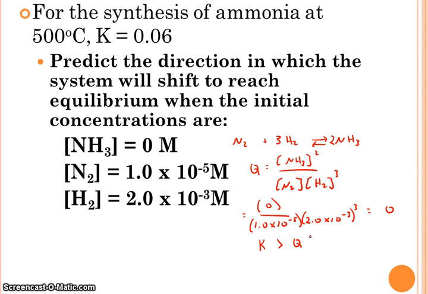In order to get to equilibrium, we're going to need to get Q to equal K, which means we want to increase Q. To increase Q, we want to increase product and decrease reactant. So our system is going to have to shift to the right to establish equilibrium. And actually that makes sense because when we look at these particular numbers, we don't have any product yet. There's no way that the system could shift towards the left because we don't have any product initially.